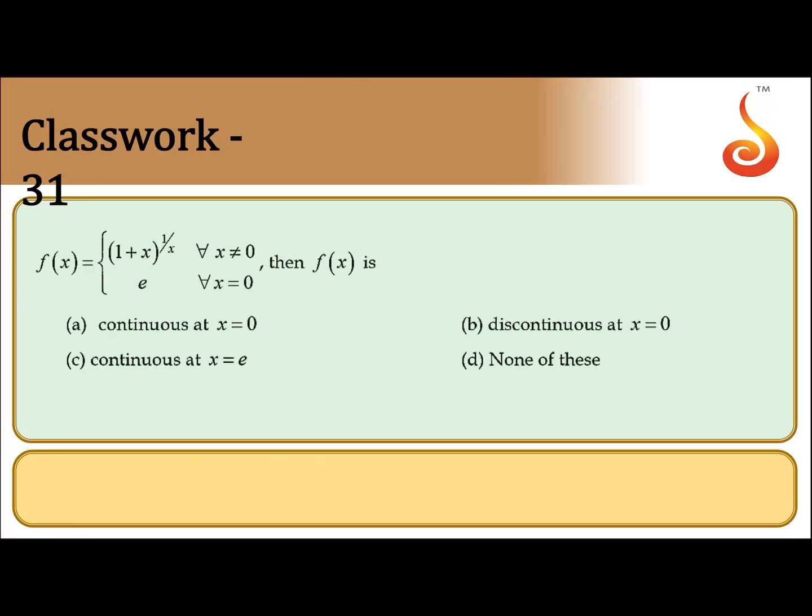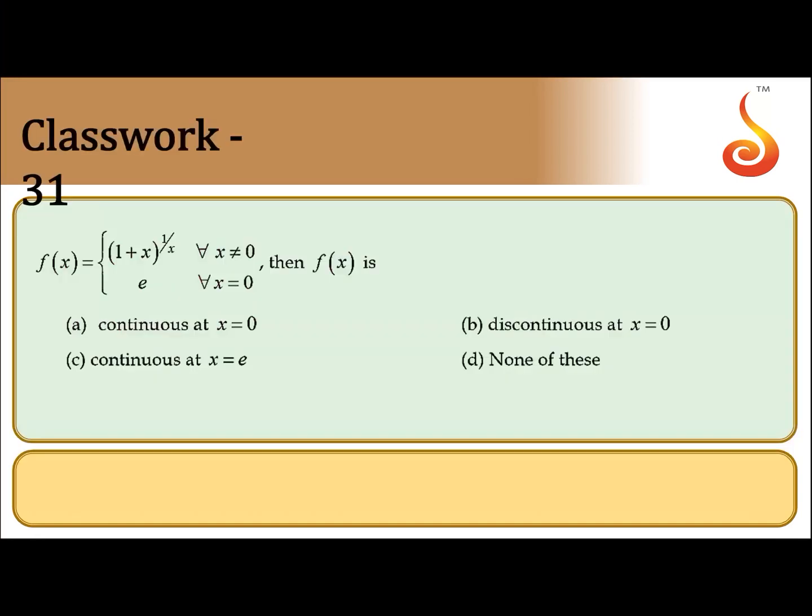Coming to the next one. From here we see the continuity and differentiability problems also. Problem 31. Let's take up the problem here. We know as x tends to 0, 1 plus x to the power of 1 by x is equal to e. But e is nothing but the value of the function at 0. So therefore it is continuous at the point x equals 0.